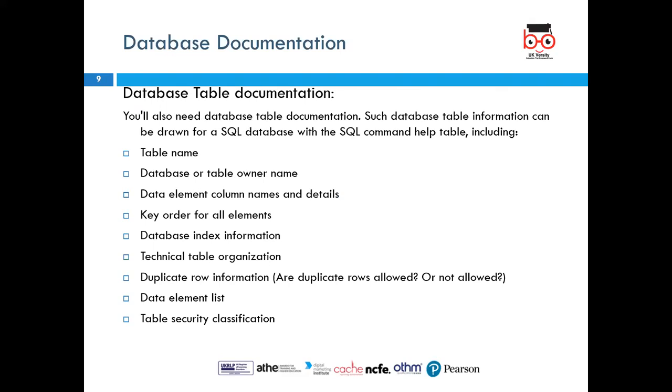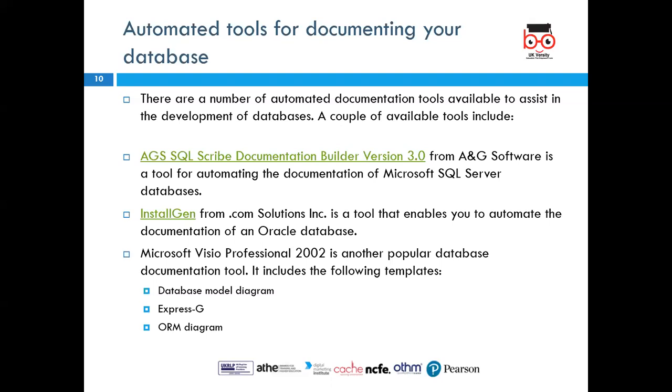We have seen how these databases are subdivided, and also here we have to look into what table documentation is, where we need the database table documentation, where each can now be drawn for our SQL database and our SQL command. So we now have a database name, a table name, table owner name, data element column and details, keywords for the element, database index information, technical table organization. So here we have automated tools for documenting our database. As you can see, there are a number of automated documentation tools available to assist the development of the database.